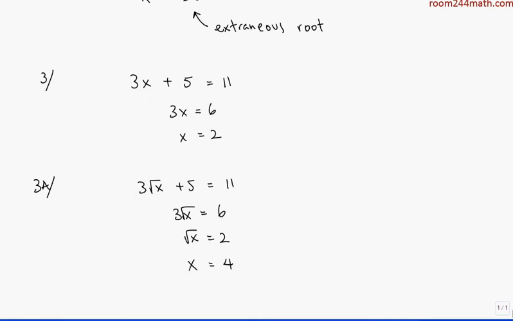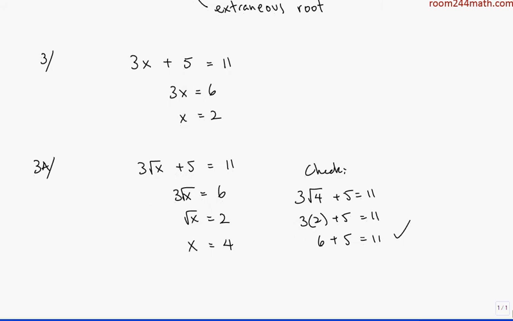So if you square root x, you get x. If you square 2, you get 4. And even though you probably don't need to plug this in to check it to make sure it's valid, with experience you won't need to check it, but at the beginning always check it. If x is equal to 4, we have 3 root 4 plus 5 equals 11. The left-hand side becomes 3 times 2 plus 5 equals 11, which is 6 plus 5 equals 11, which is true. So that's fine. x equals 4 is a valid root.